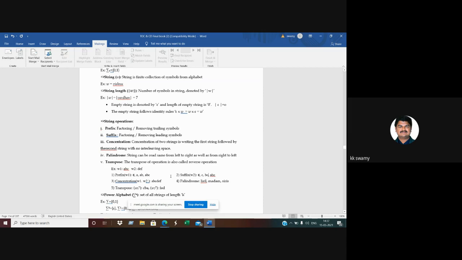And the next one is transpose. Transpose is just like the reverse. Instead of using that R value, we can simply use the reverse of a string, which is the transpose of a string.